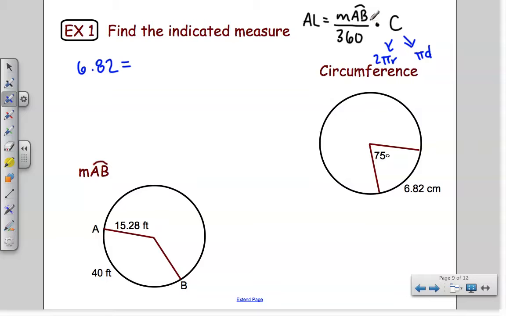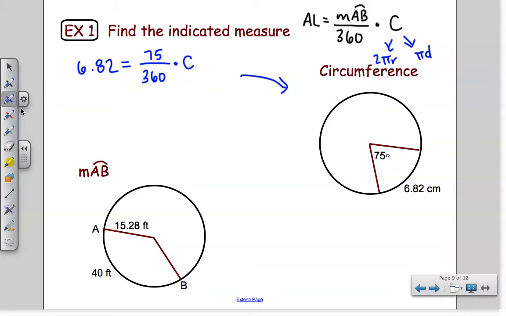And that equals whatever the measure of the arc is out of 360. Well, this arc length of 6.82 corresponded to an arc measure of 75 degrees out of total 360. Now, this is a portion of the total. If I want circumference, I don't need to put 2 pi r. I don't need to put pi d. I'm just going to put c here, because I'm told to find circumference anyway. So I have to solve for c. I know an arc length of 6.82 corresponds to 75 out of 360 degrees of my total circumference.